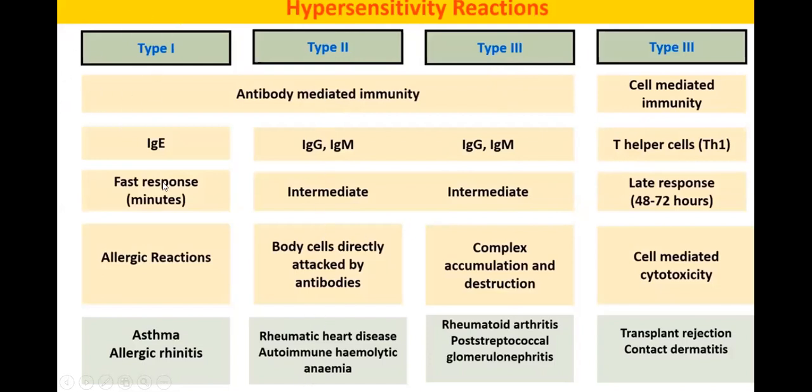But type 1 is also similar, but it is a response towards some specific allergen molecule, anaphylaxis, and a response of IgE antibody through basophils or mast cells. We will see that in the mechanism. And type 4, there is a spelling mistake here. Type 3, it's not type 3, it's type 4. It's cell-mediated immunity. T helper cells are the ones. It's a response of 48 to 72 hours. It is cell-mediated cytotoxicity. A typical example is transplant rejection or contact dermatitis. We will see the examples, how the mechanism acts, in further classes.